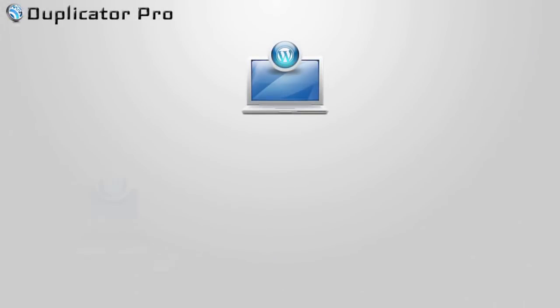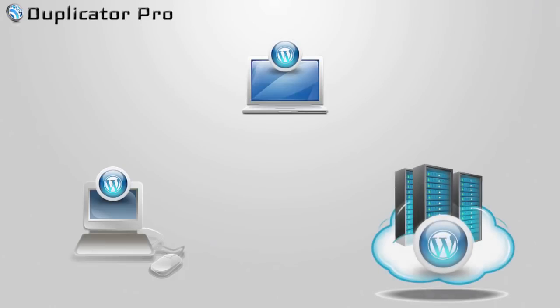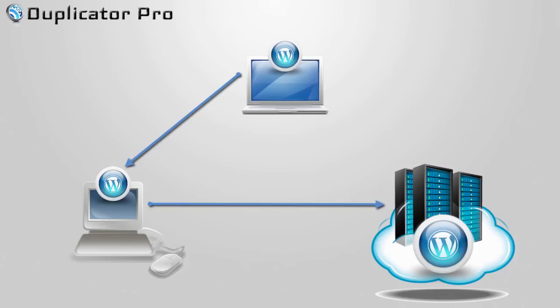The Duplicator plugin is one of the easiest ways for you to move and back up a WordPress site. You can take a WordPress site from your laptop to any other computer and from there up to a hosting provider and back to your laptop with very little effort. Duplicator allows you to move from any location in the world to another in just a few minutes.